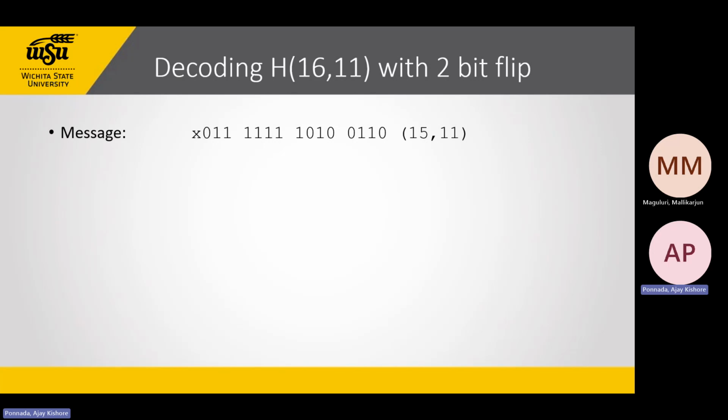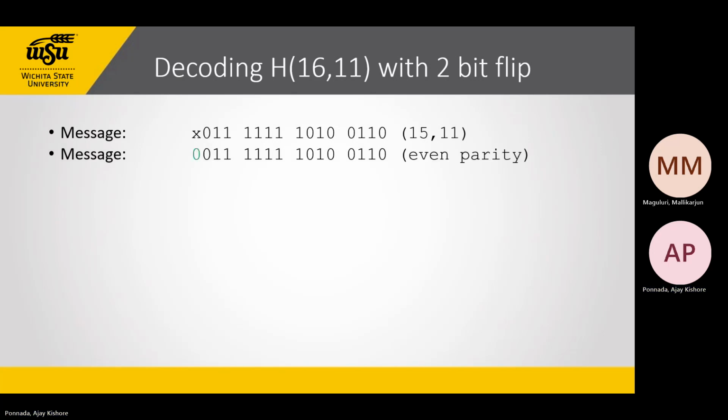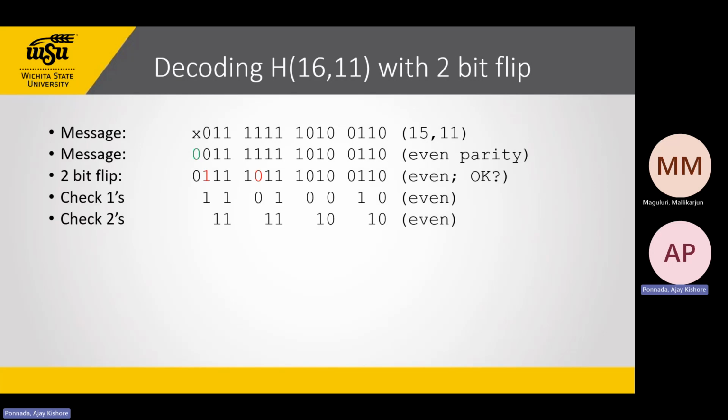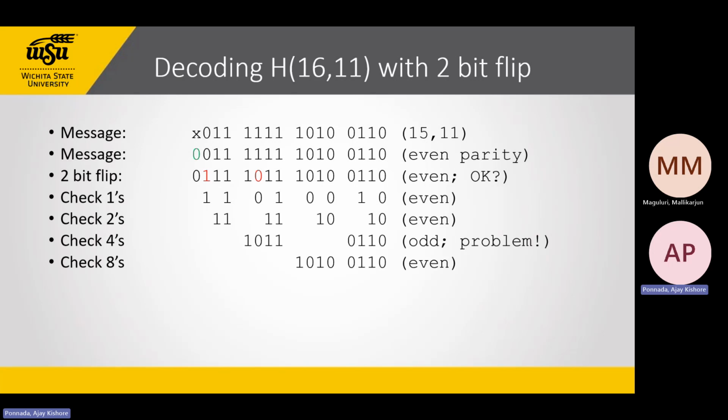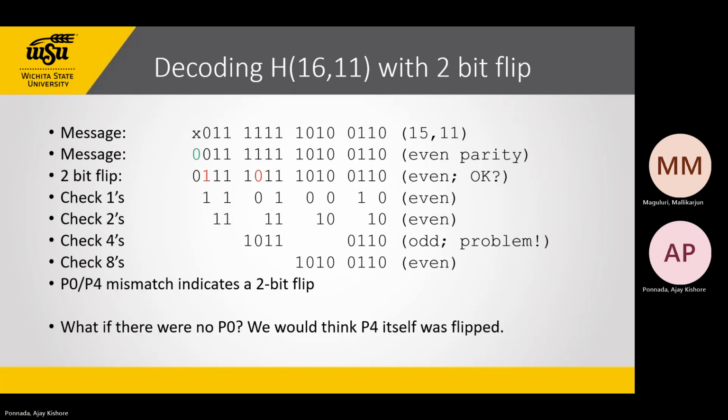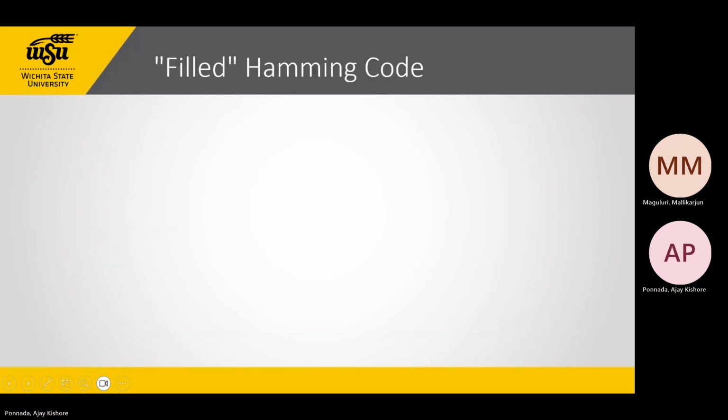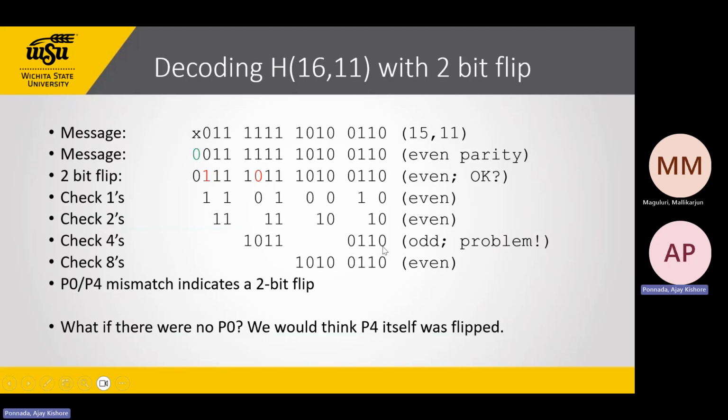And the 16,11 code with even parity: we are going to add a parity bit at the very first position, and let's see whether a 2-bit flip is detected. Okay, check once. So there are 2 bit flips. This is how it worked. Checking once: even, even, odd, even. So odd, so the fourth bit was flipped.